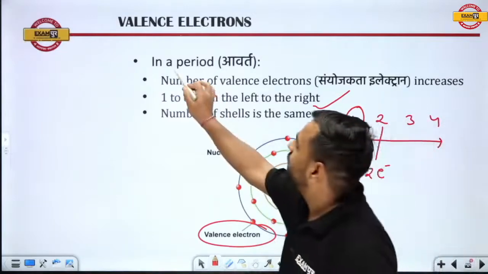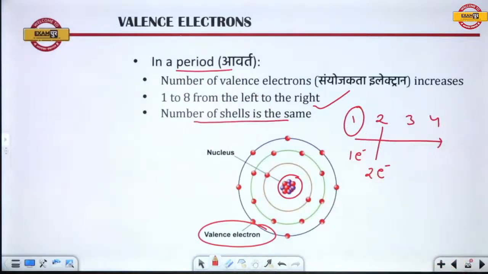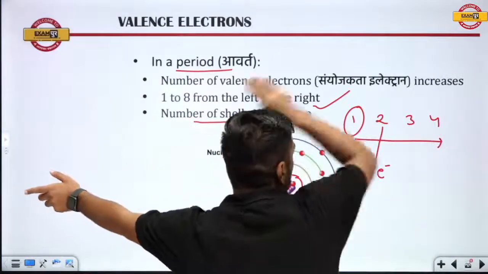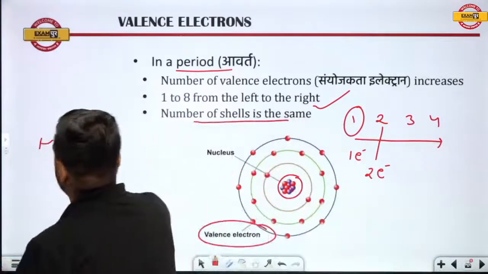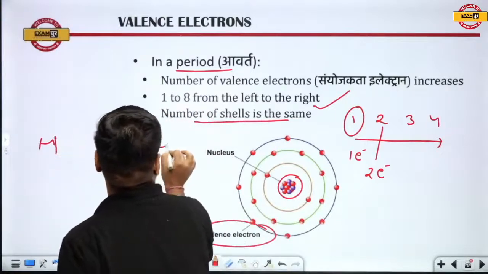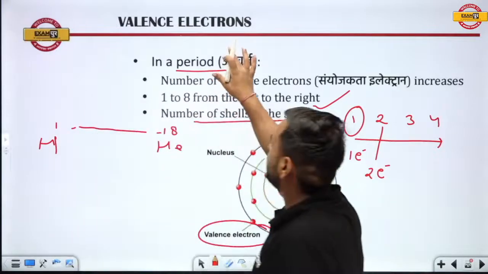We are talking about a period. In a period, we are going to have the same number of shells. But the number of valence electrons is going to increase as we move from left to right, starting from hydrogen going till helium. So 1 till 18. We are talking about a period here.